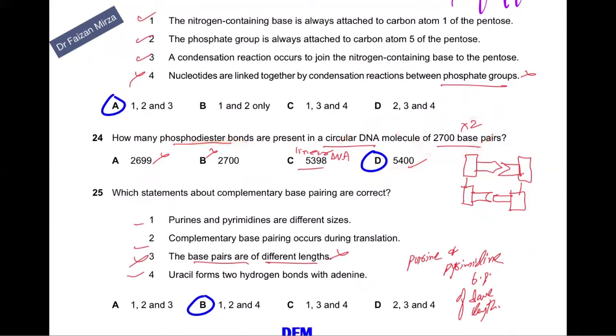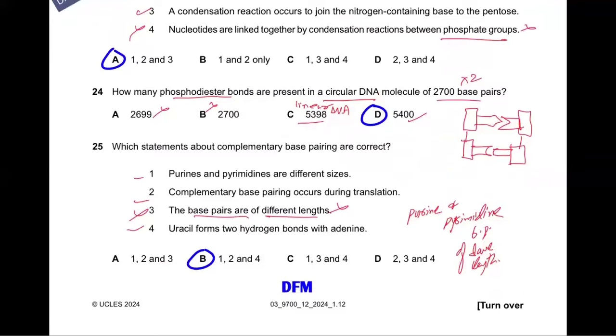If it was a linear DNA, we would subtract 2 from here, so we would reduce it. The answer would have been 5398 if it was a linear DNA. But since it's a circular DNA, the answer will be 5400.